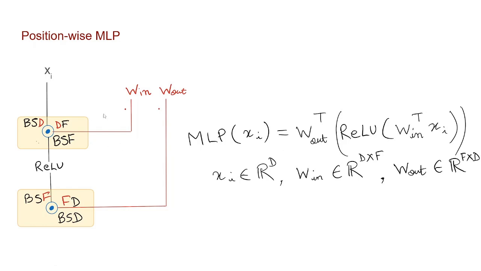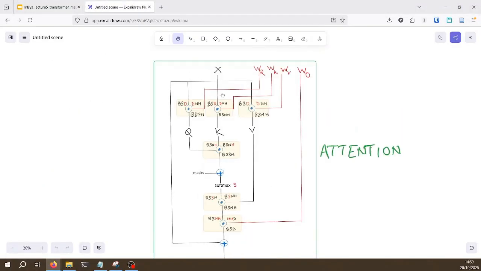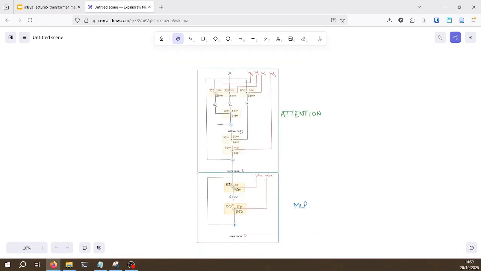So after we multiply with W_in, the D-dimensional embedding of each token gets projected onto an F-dimensional embedding. And usually F is larger than D, almost like 4D. And then it is down projected back by W_out to, again, a D-dimensional vector. So overall, one transformer layer would look something like this: the attention layer followed by the MLP, taken both together. We are going to shortly talk about layer norm and the residual connections.